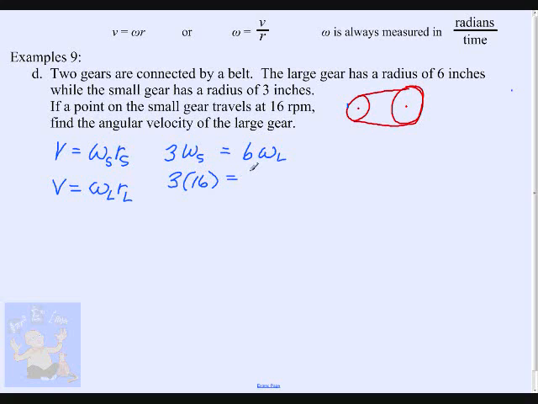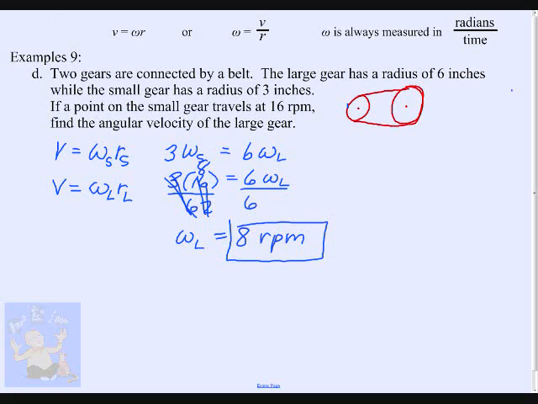So the ratio between these two we can figure out. I'm going to divide both sides by 6, and I get an angular velocity here. Maybe I can see. That would give me 2. That would give me 8. Is 8 revolutions per minute. Find the angular velocity of the large gear.